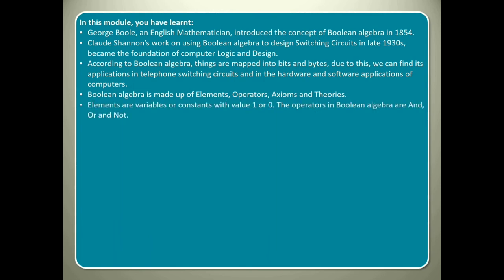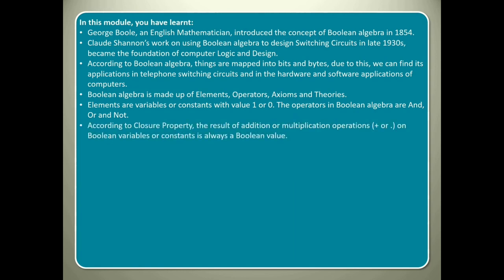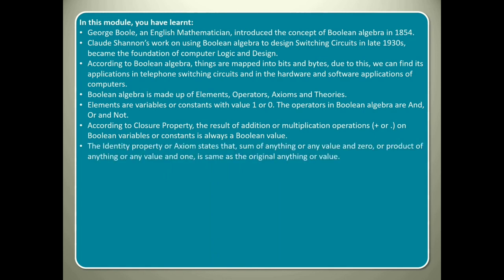Elements are variables or constants with value 1 or 0. The operators in Boolean algebra are and, or, and not. According to the closure property, the result of addition or multiplication operations on Boolean variables or constants is always a Boolean value. The identity property or axiom states that the sum of any value and 0, or the product of any value and 1, is the same as the original value.